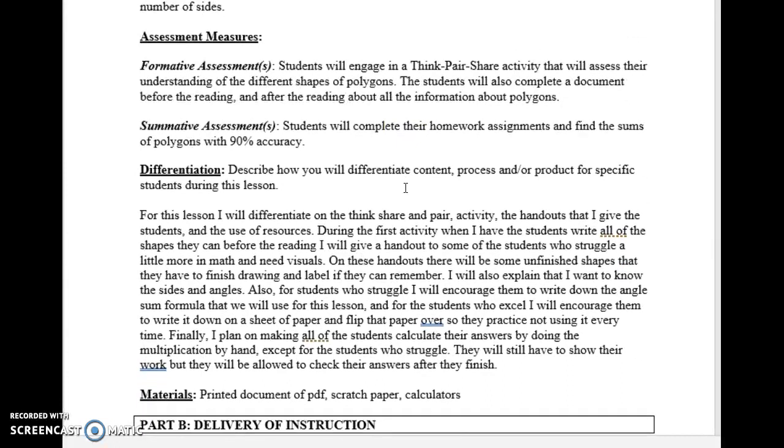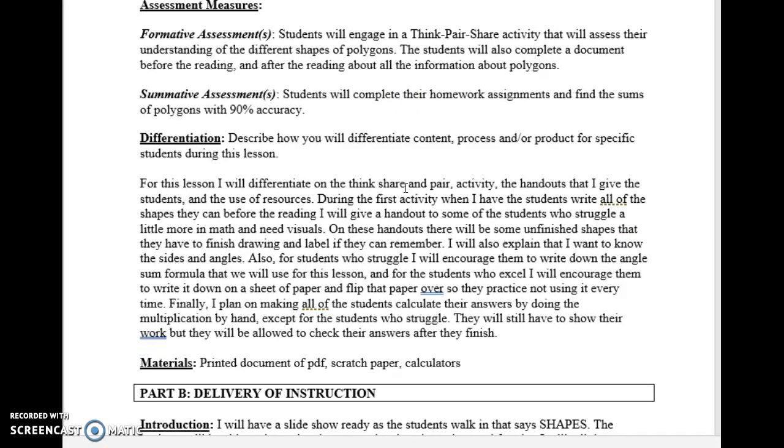So for my formative assessment, I say that students will engage in a think, pair, and share activity. I really want them to engage and have that class discussion time to work with their peers and see what they can come up with as a group. I think collaboration really helps their minds think and get to the right concept.